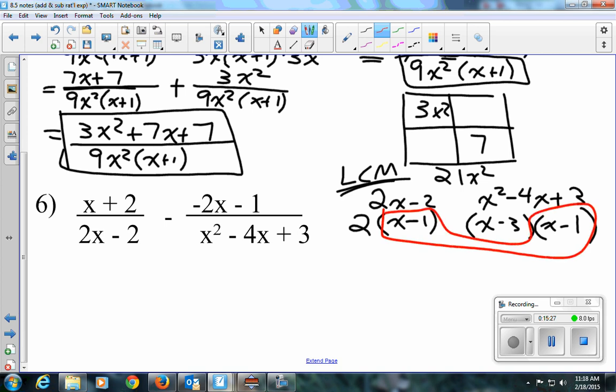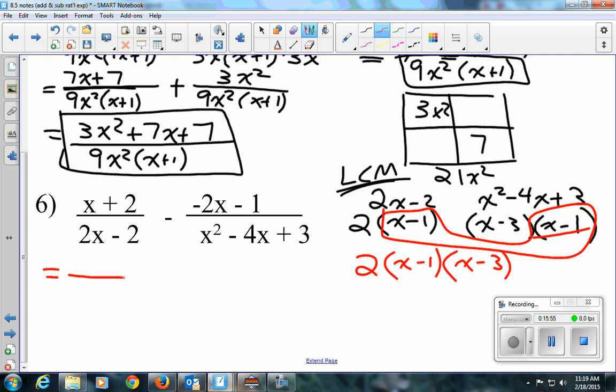Okay, so when we write them down, we're only going to write one of them. So here we go. We've got 2 times, we've got to use one of those, so x minus 1 times x minus 3. So since that one was shared, I don't use the x minus 1 a second time. So there's my least common multiple of those two terms. Okay?